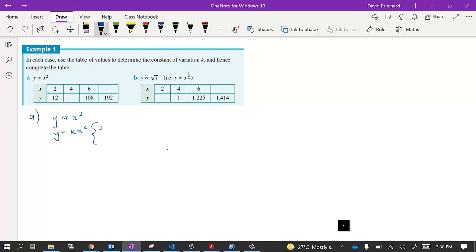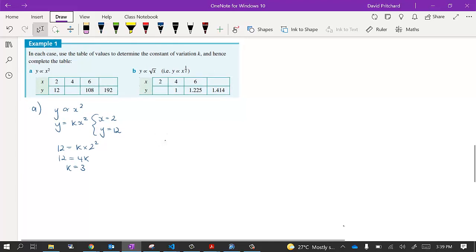So we know that when x is equal to 2, y is equal to 12. So we have y, which is 12, is equal to k times x squared, which is 2 squared. So 12 is equal to 4k, and therefore k is equal to 3. Now that we know our constant of variation, we can test it. So now we know our constant of variation, we can say that y is equal to 3x squared.